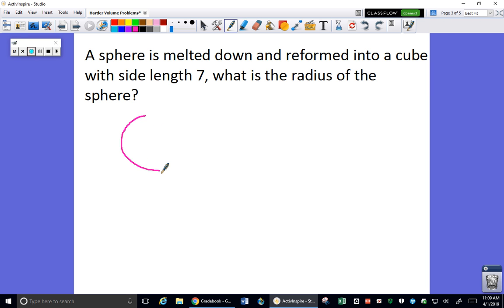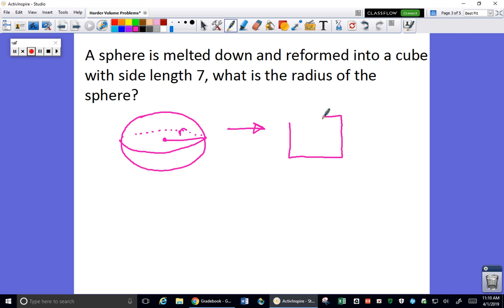Okay, so we had a sphere. So there's our sphere with some unknown radius, which became a cube with a side length of 7. Okay, so you can do this with modeling clay, or you can do this with silly putty, or with Play-Doh, or any other thing that is malleable, able to have its shape changed, with a side length of 7, which means all these are 7.